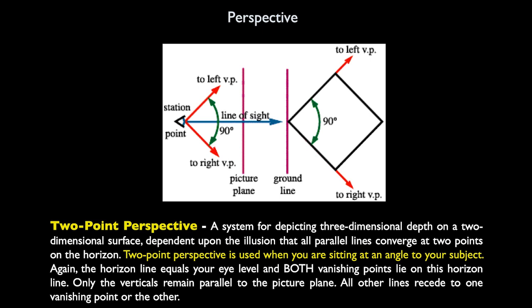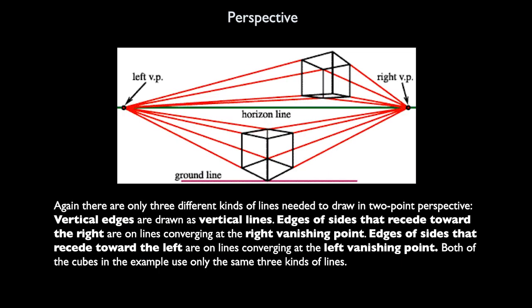Only the verticals remain parallel to the picture plane, and all other lines recede to one vanishing point or the other. So again, there are only 3 different kinds of lines you need to draw in a two-point perspective drawing. Vertical edges are always drawn as vertical lines. Edges of sides that recede toward the right are on lines converging on the right vanishing point, and edges that recede towards the left are on lines converging at the left vanishing point. So both of the cubes in this example use only these 3 same kinds of lines.